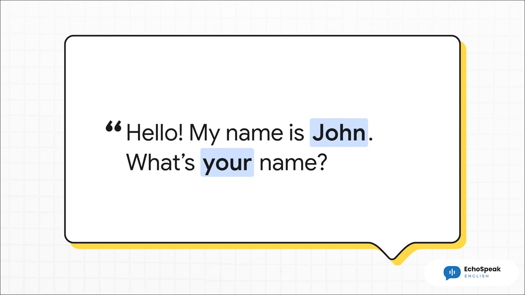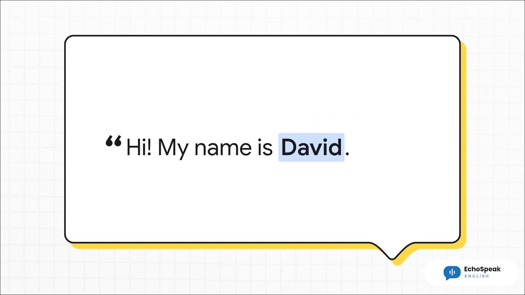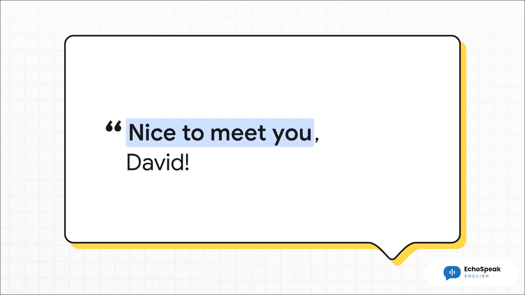Hello, my name is John. What's your name? See how you're not just talking, you're asking a question? That's how you keep a conversation going. And the other person will probably answer with something friendly, like, hi, my name is David. Simple, right? Hi is just another friendly way to say hello. Now it's your turn again, and you know exactly what to say. You can use that wonderful phrase we just learned, nice to meet you, David.